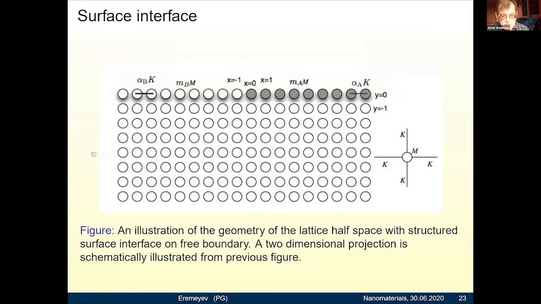First, we introduce a discrete model here. We have a discrete model in the bulk, the classical square lattice. We have surface layers on the left and surface atoms on the right. They are different from the bulk and from each other. So we have kind of surface layers with different atoms.